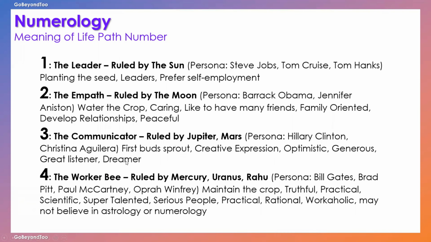Number 4, they are the worker bees. They're ruled by Mercury, Uranus, and Rahu. The personas we're giving here are Bill Gates, Brad Pitt, Paul McCartney, and Oprah Winfrey. This is about maintaining the crop. These people are truthful, practical, scientific, super talented. They're serious people, practical, rational. They're workaholics, but they may not believe in numerology and astrology.